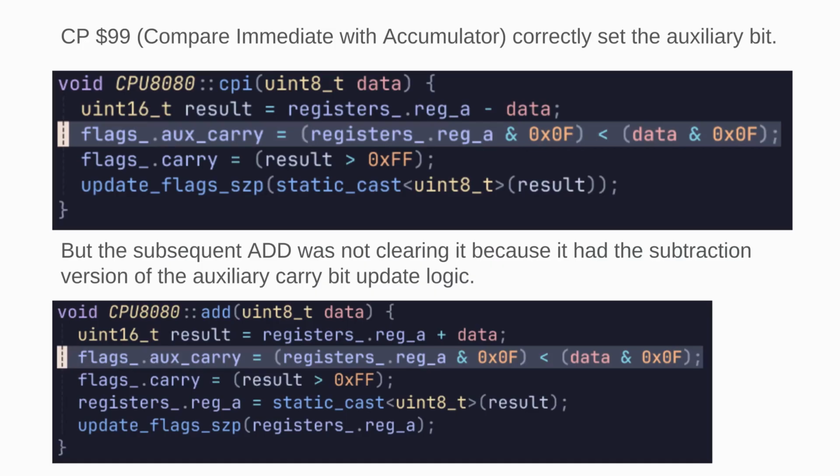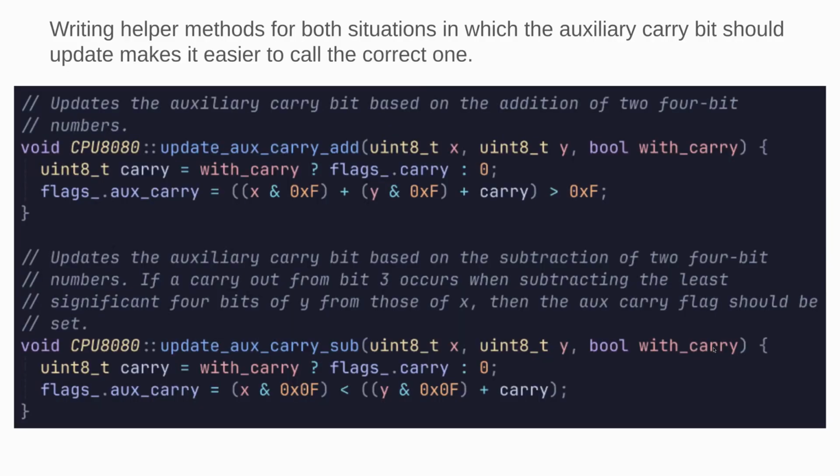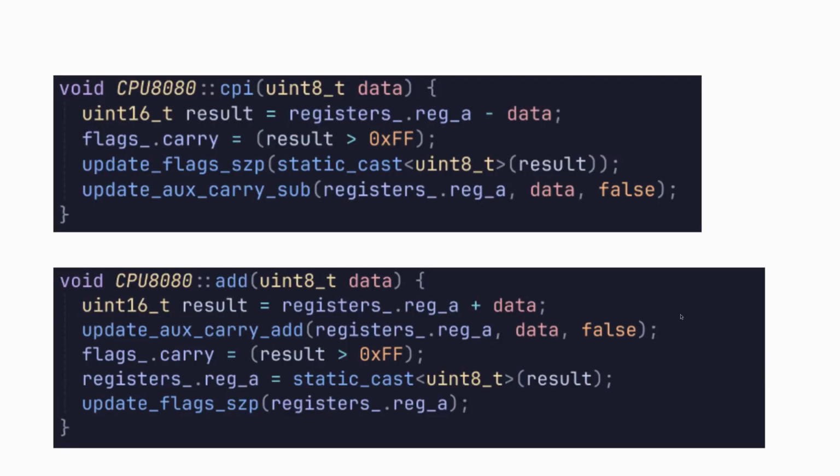And the reason for this is that the subtraction version of the auxiliary carry bit update logic was being used instead of the addition version. So I went ahead and consolidated that logic into 2 distinctly named helper functions, one for add on the top here, the other one for subtraction on the bottom. Plugging those into those methods among the other methods that needed to update the auxiliary carry bit fixed the issue.